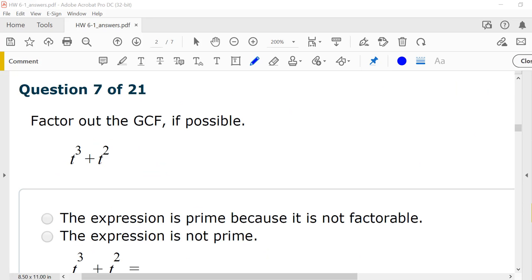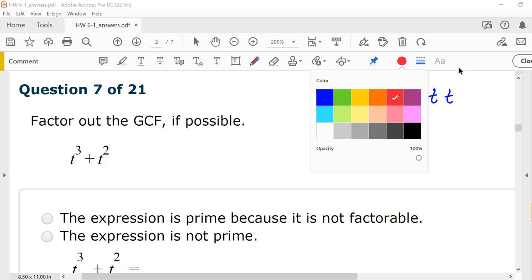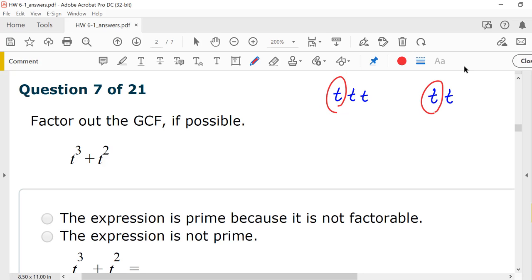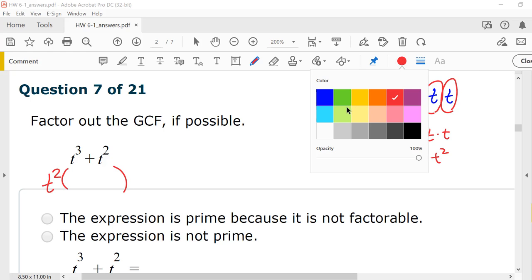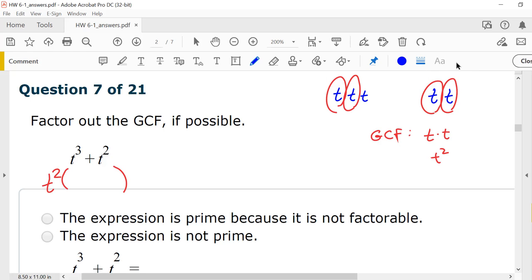Number 7, factor out the GCF if possible. The first term is t cubed. The second term is t squared. What can I pull out from both of them? Both of them have a t in common. Both of them have another t in common. So the GCF is t squared. It's t times t. So I'm going to pull out a t squared. What's remaining? Okay, t squared times what gives you t cubed? Now look over here and I still have a t left. Plus, t squared times what gives me t squared? It's just a 1.